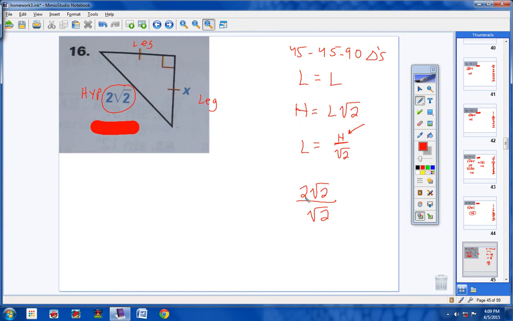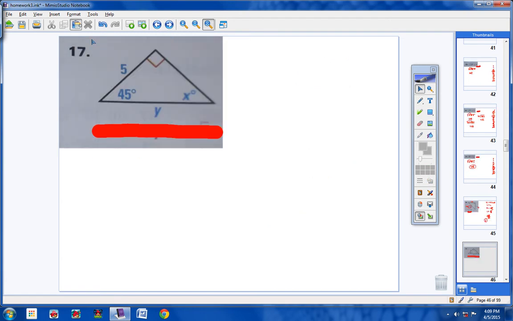So, 2 square root of 2 over square root of 2. Well, look, these just cancel out. Square root of 2 cancels with square root of 2, and you're left with 2 over 1, or just 2. So the leg is 2. X equals 2. Alright, number 17.